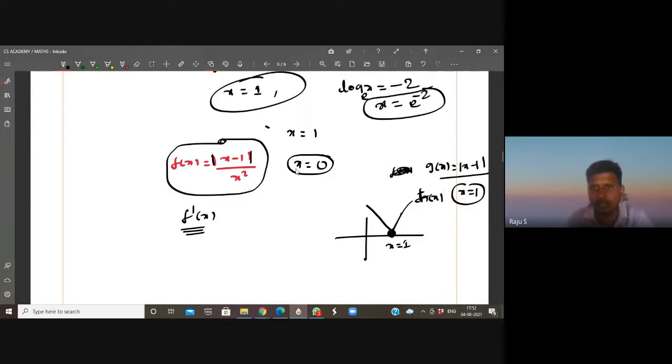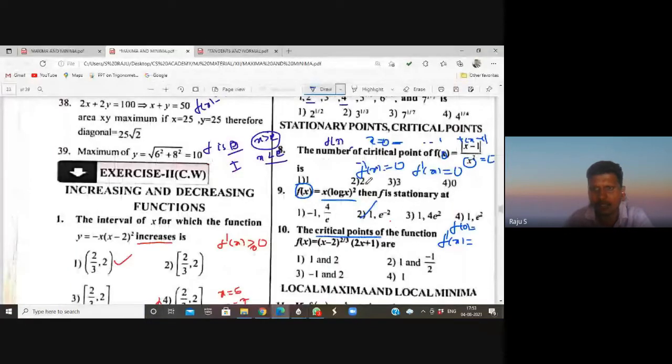So 0 directly is a critical point. At 0 it is infinity. At x is equal to 1 it is a critical point because f dash of x does not exist. It's not differentiable at 1. And find f dash of x and equate to 0, we are going to get some other values. I think here the answer is either 2 or 3 something.